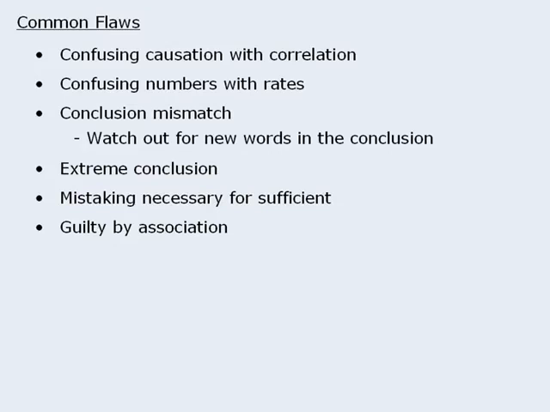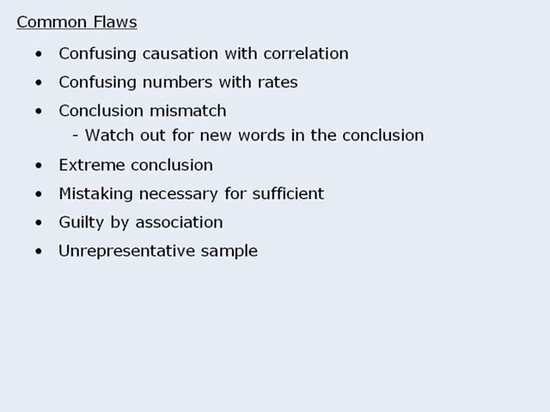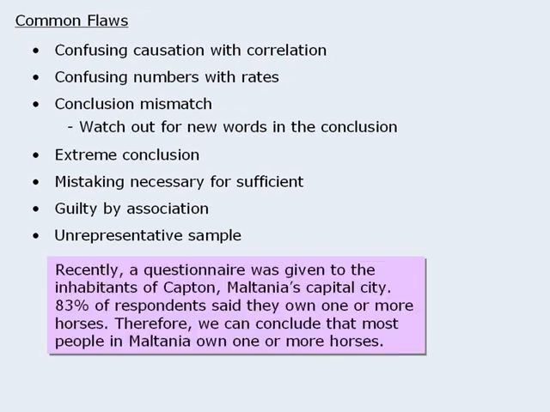Alright, the last flaw we'll examine is the unrepresentative sample. Here, the author takes statistical information about a sample and makes a conclusion about an entire population. For example, recently a questionnaire was given to the inhabitants of Captain, Mauritania's capital city. 83% of respondents said that they own one or more horses. Therefore, we can conclude that most people in Mauritania own one or more horses.